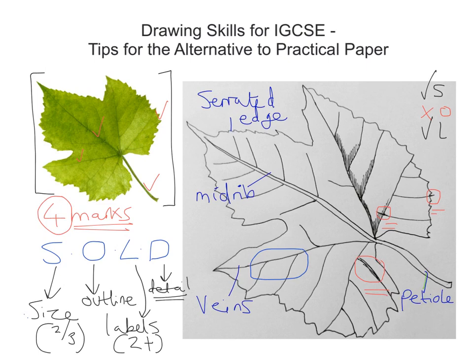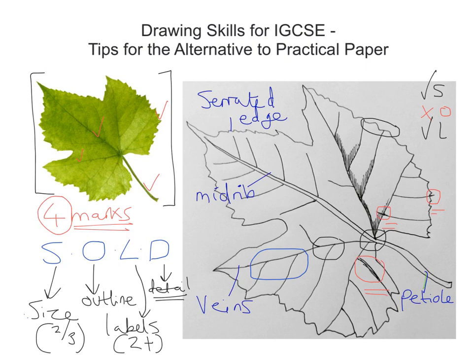So we're left with the D of my SOLD acronym, and D stands for detail. Now again, going back to my previous point, it's got to be details that you can see. So it's details like, for example, where you've got, if I just draw it on here, some of these veins meeting. It's the details of, for example, that you see the start of the midrib, where the midrib meets the petiole, where they start to branch out. It's the details to do with the serrated edge. You're looking for actual detail that you can see in the image.